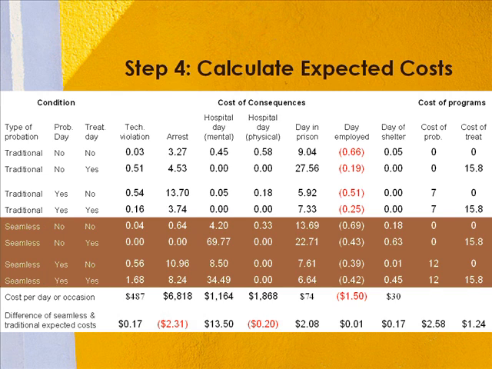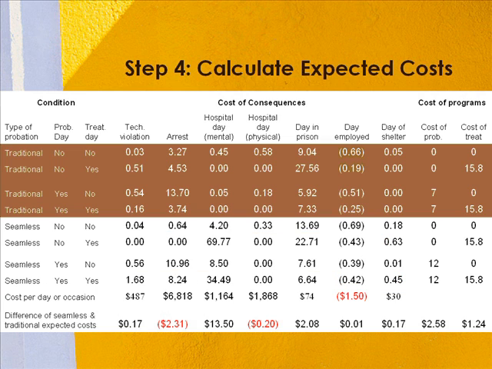Finally, the expected cost of seamless probation was calculated by summing the cost of pathways that followed from joining seamless probation. These are rows 5 through 8 in the table. The expected cost of traditional probation was calculated in similar fashion by summing the costs associated with the pathways that followed traditional probation. These are rows 1 through 4.